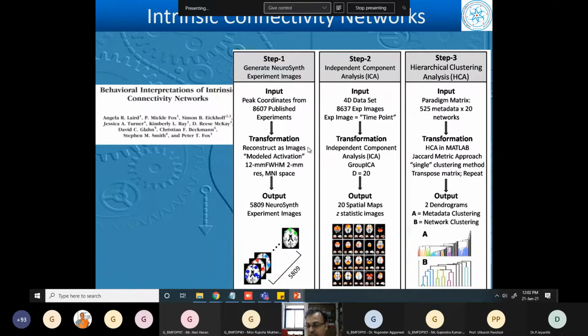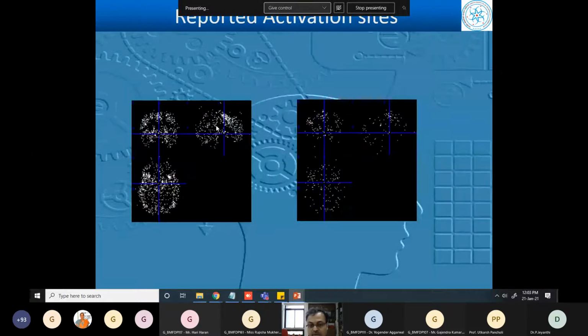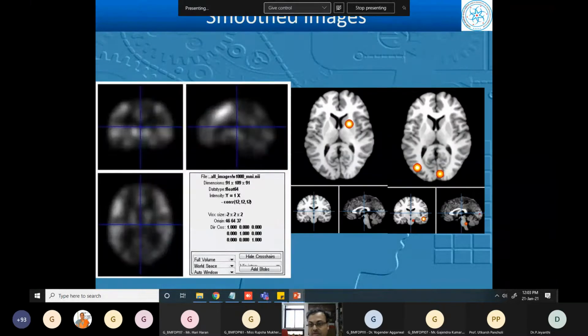The next step, as I said, having constructed that kind of hierarchical dendrograms, what do you do with that? We are trying to identify the network of brain areas. The activations are all single dots. You smooth those images, and a dot will become like a Gaussian blur, so instead of a single dot, you have some activity around that region.